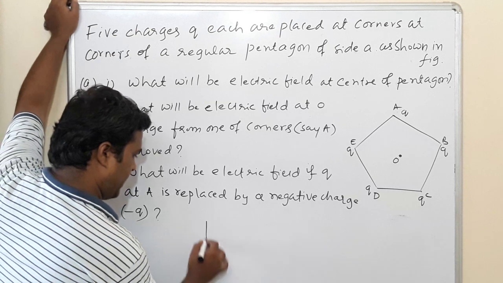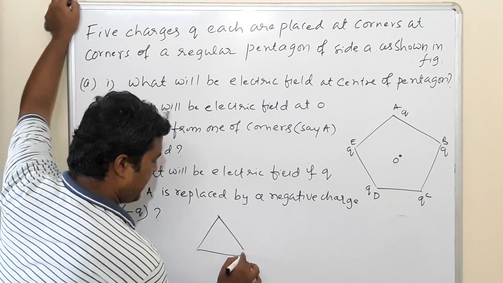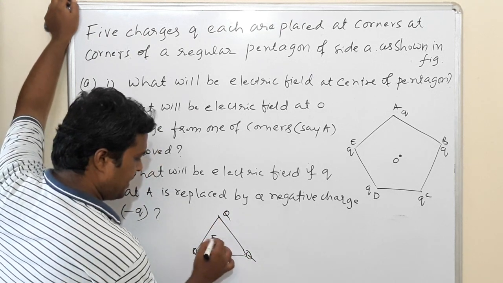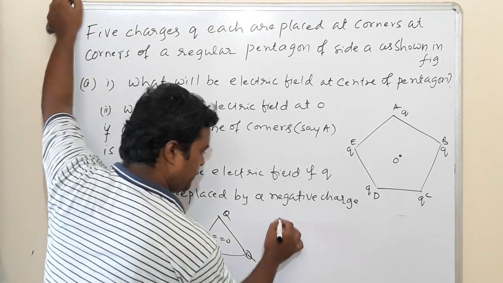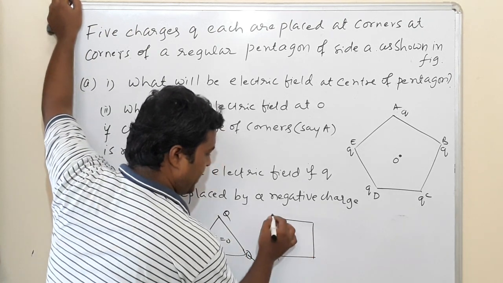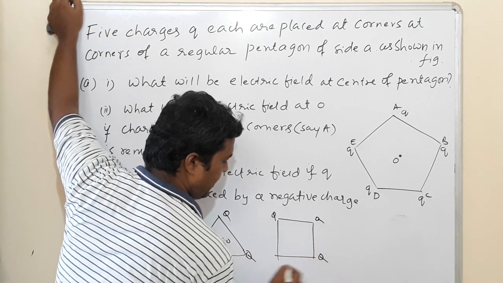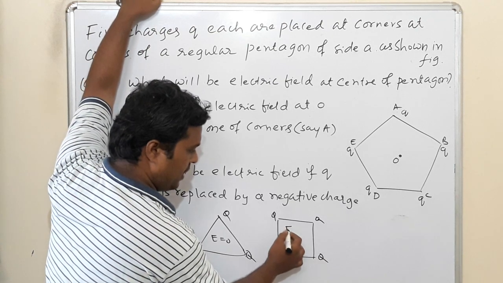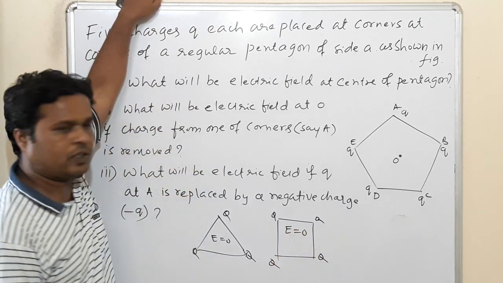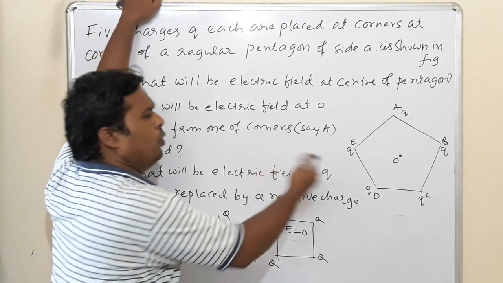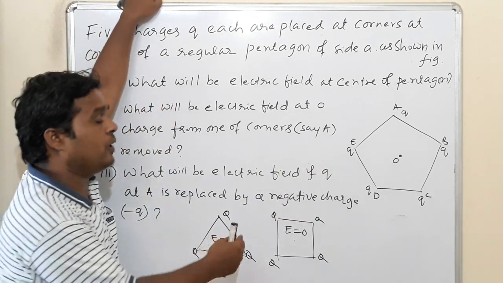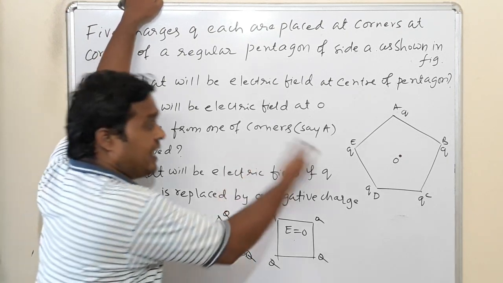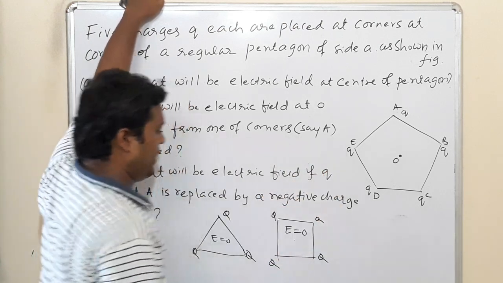Yesterday we solved some problems like this. Suppose some identical charges are placed at the corners of a triangle, at the center the electric field was found to be 0. Then due to the symmetry, if 4 identical charges are placed at the 4 corners of a square, then also we found that the electric field at the center is 0. Will it be true for this pentagon, or for all regular n-sided polygons? If you take a hexagon, what happens? If you take a pentagon, then what will be the electric field?